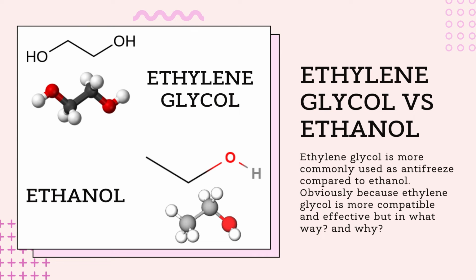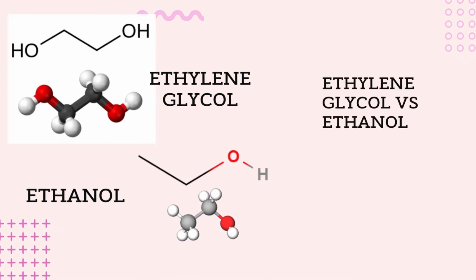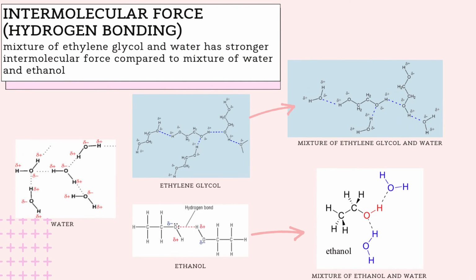Today, I am going to explain the ethylene glycol versus ethanol. As mentioned before, ethylene glycol is more preferably used as antifreeze compared to ethanol. Why? The first reason is that the mixture of ethylene glycol has stronger intermolecular forces. As we can see from the picture, ethylene glycol has two hydroxyl groups which can form more hydrogen bonding with water molecules. As for the ethanol, it has only one hydroxyl group, thus less hydrogen bonding can be formed.